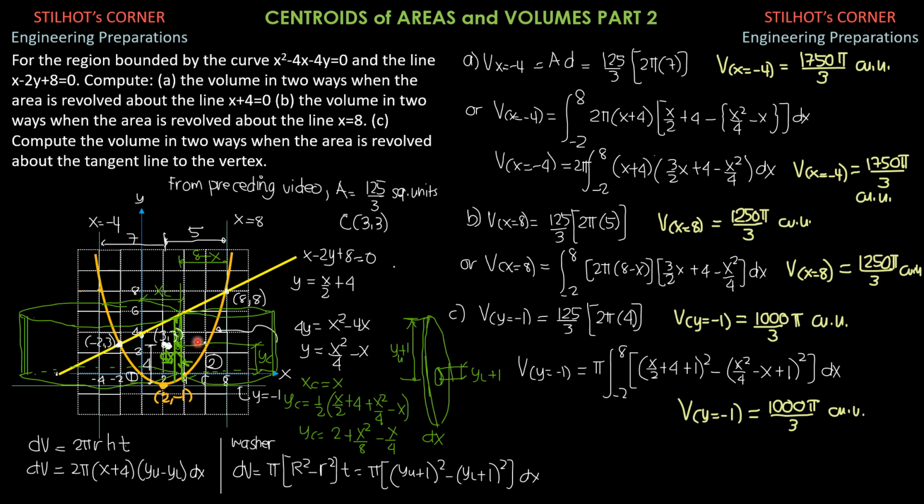First, by Pappus's second proposition, volume is equal to the area of the region times the distance traveled by the centroid, and the distance traveled by the centroid is 2 pi times the radius of revolution, 5. So the volume about x equals 8 is area 125 over 3 times 2 pi times radius of revolution 5. So that's why we get 1250 pi over 3 cubic units.